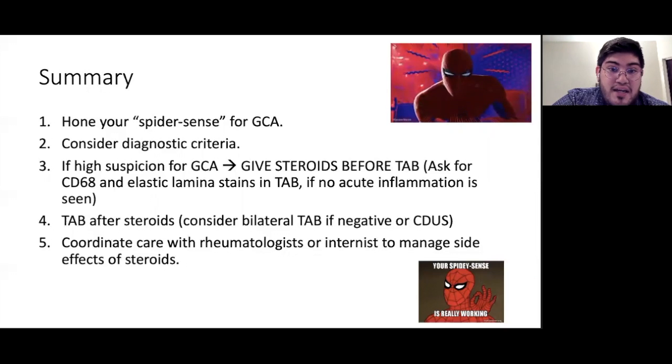And if you have a negative or there's no acute inflammation in the slide, consider asking for a CD68 and elastic lamina stain, like we talked about. And number 4, I'm putting it again, you want to do a TAB after steroids. So steroids before the TAB. And if you have a negative TAB, consider doing a bilateral one or doing a color Doppler ultrasound. Number 5, I think it goes without saying, you want to coordinate the care with rheumatology and internal medicine to make sure that the patient that might be on long-term corticosteroids is well managed, because the side effects are always present.